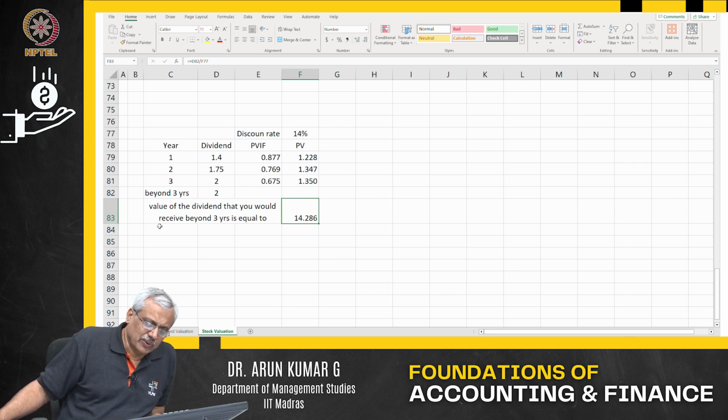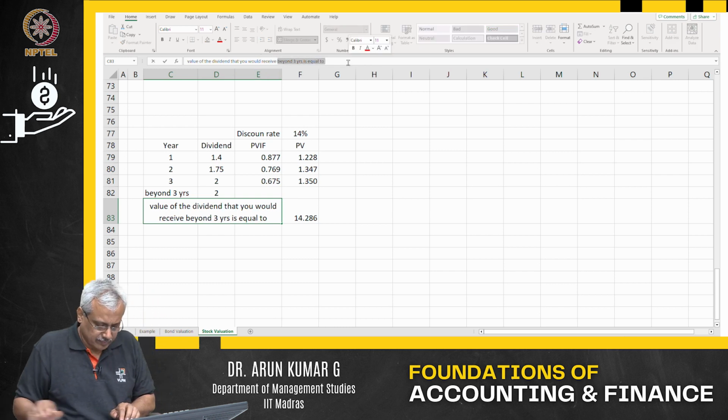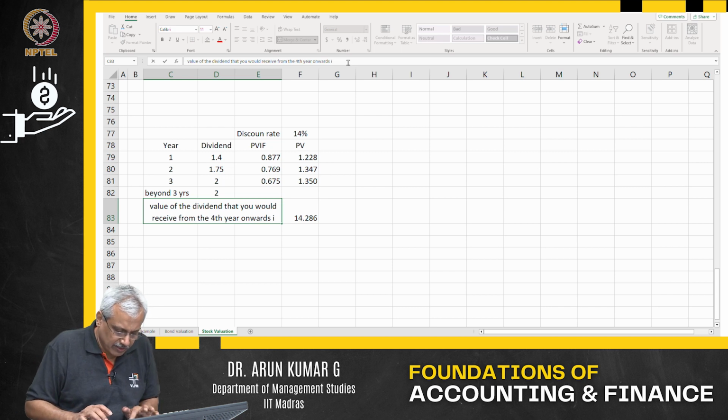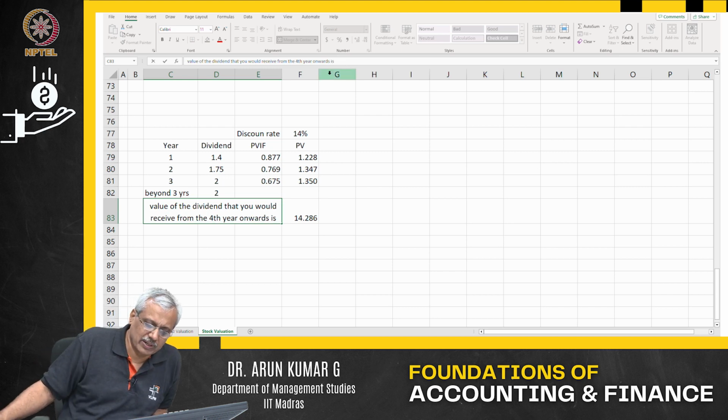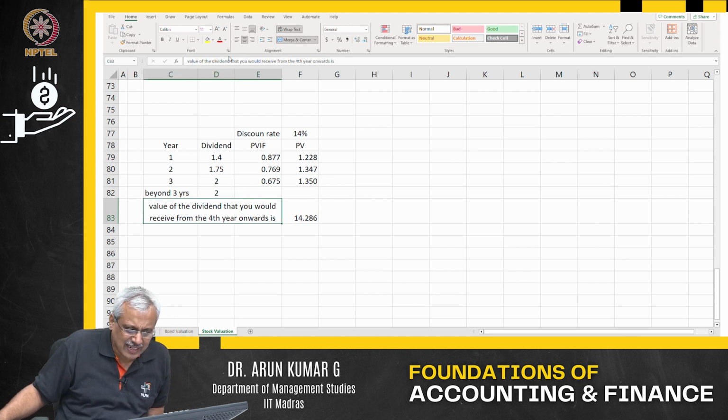Value of the dividend that you would receive beyond 3 years, as at the end of 3 years, or I would say that you would receive from the 4th year onwards, is whatever 14.286. This is the value of the dividend out there. This is the value as at the end of 3 years, value of the dividend as at the end of 3 years.